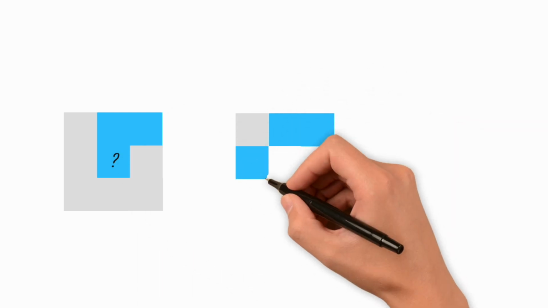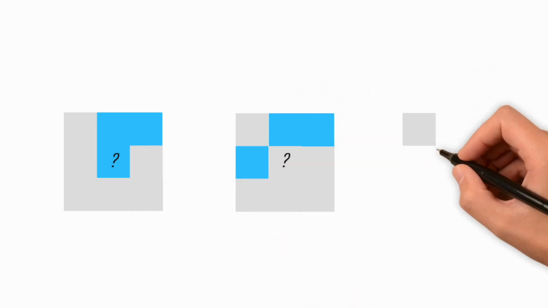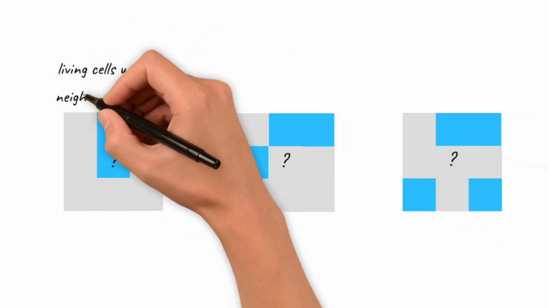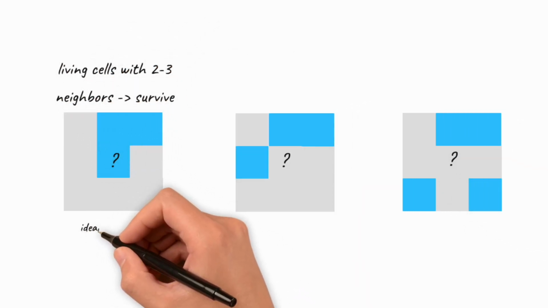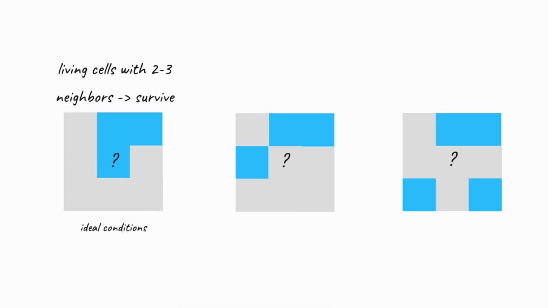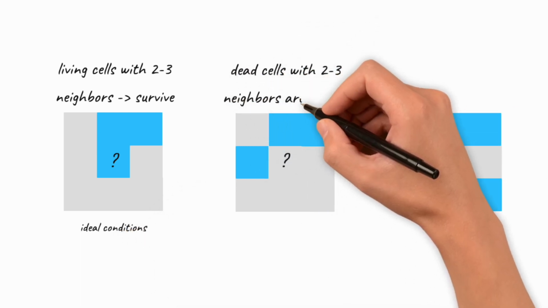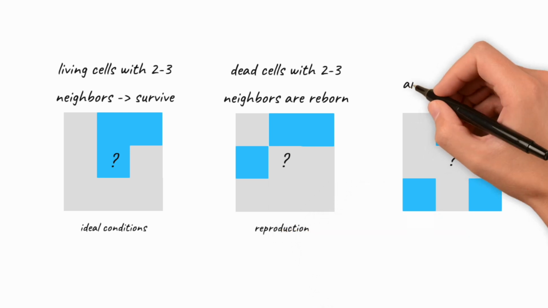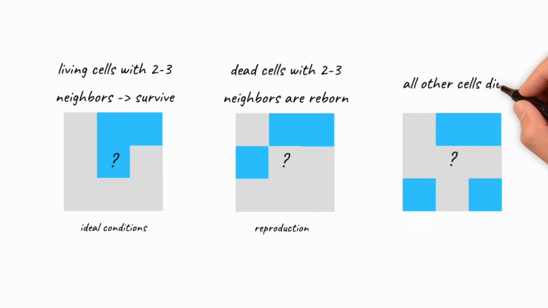Let's take a quick look at the rules for the game. If a living cell has 2 or 3 neighbors, it will survive and continue living in the next generation. Likewise, if a dead cell has 2 or 3 neighbors, it will be reborn and will be alive in the next generation. Finally, all other cells will die in the next generation, as if by over or under population.